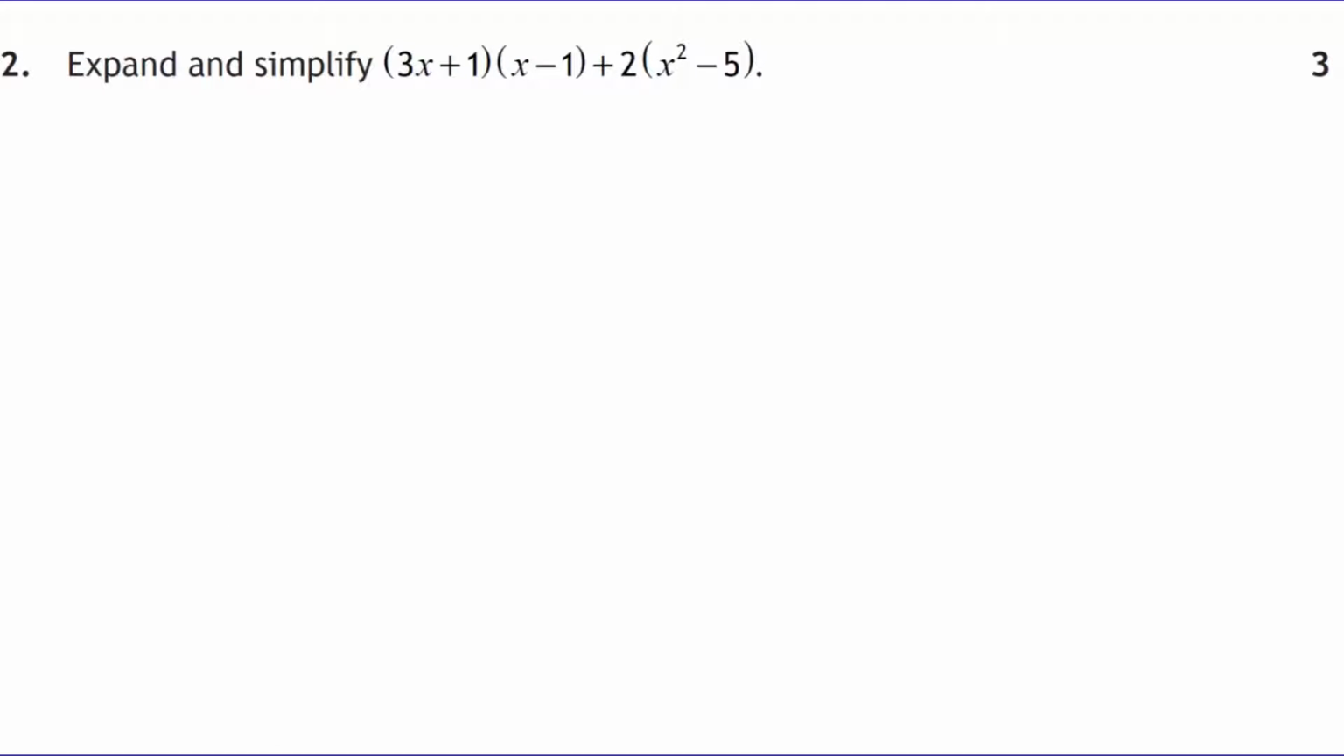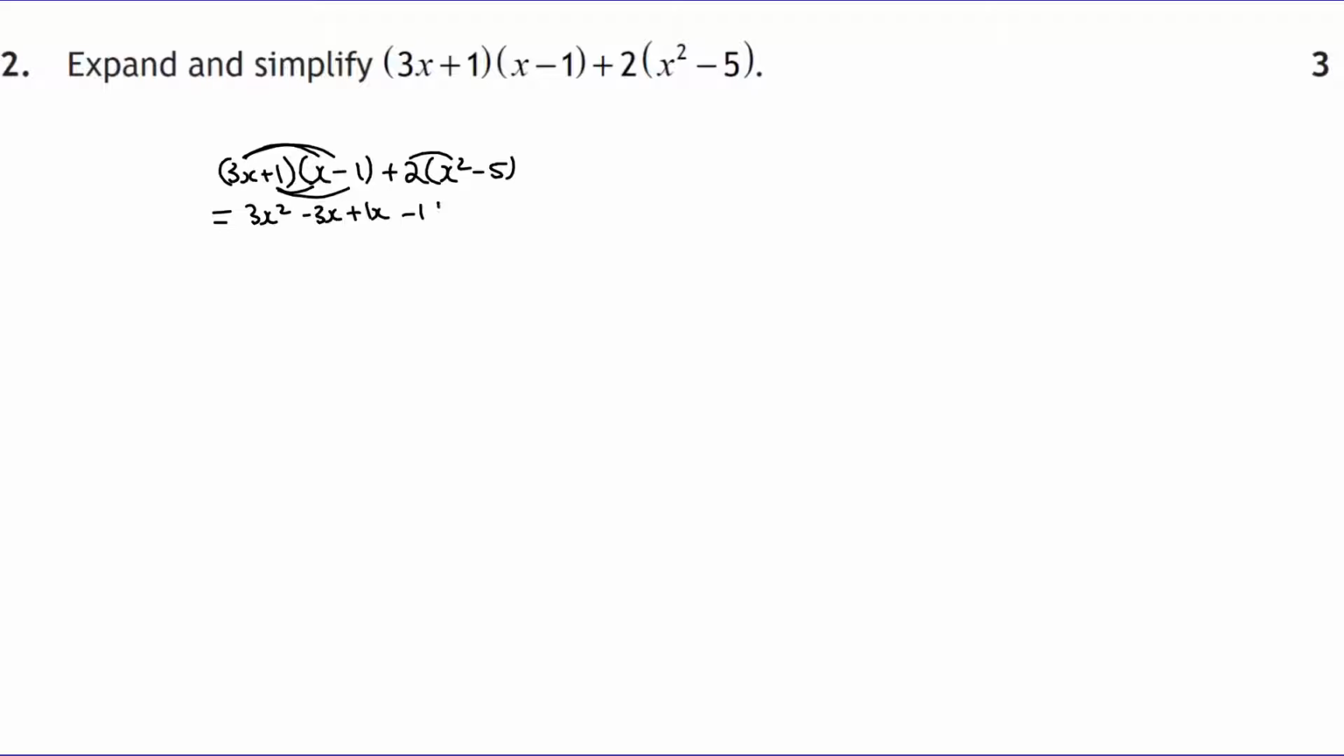Okay, question 2. Expand and simplify. So we've got 3x plus 1 in the first bracket, x minus 1 in the second, plus 2 bracket x squared minus 5, and we're going to multiply the brackets. So 3x times x is 3x squared, 3x times negative 1 is negative 3x, 1 times x is plus 1x, and 1 times negative 1 is negative 1.